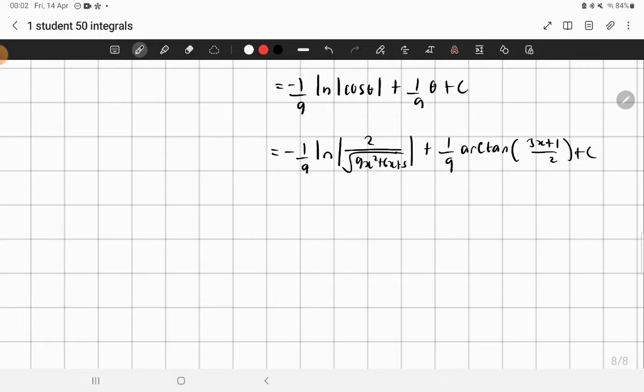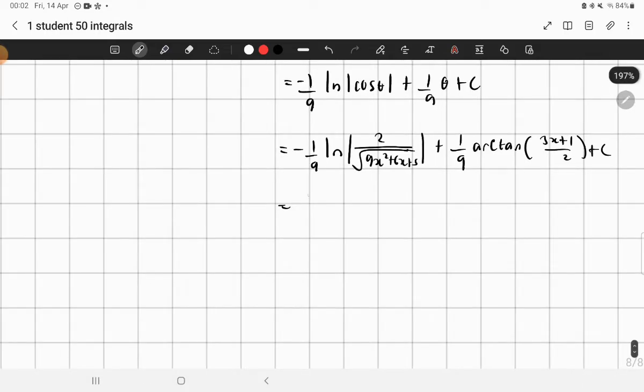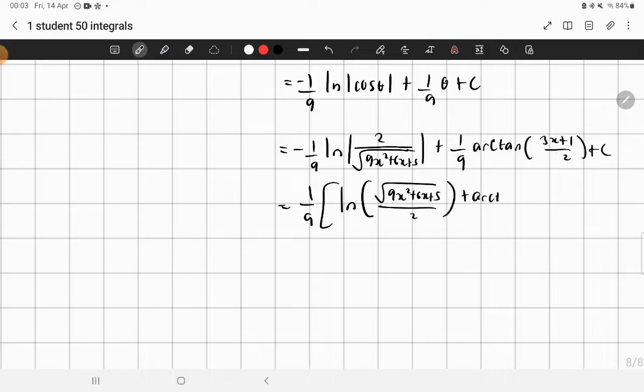And since there's a negative 1 here, we could bring it inside the ln using the properties. Therefore, we will take the following: ln of the square root of 9x squared plus 6x plus 5. I believe you don't need to put the modulus because it's always positive, plus arctangent of 3x plus 1 over 2, plus c. Ooh, that was nice.